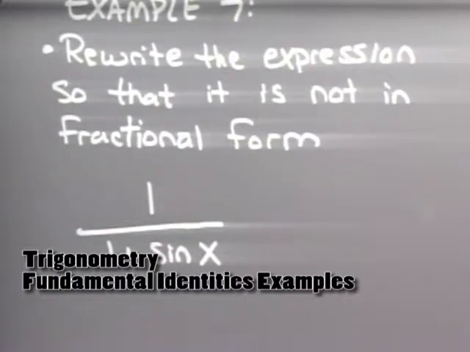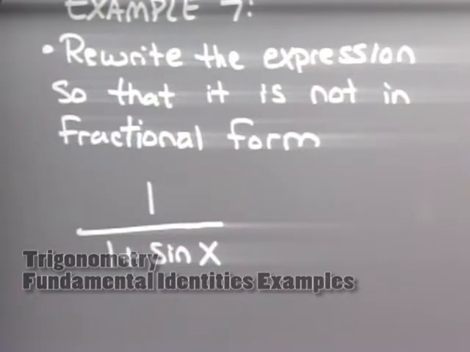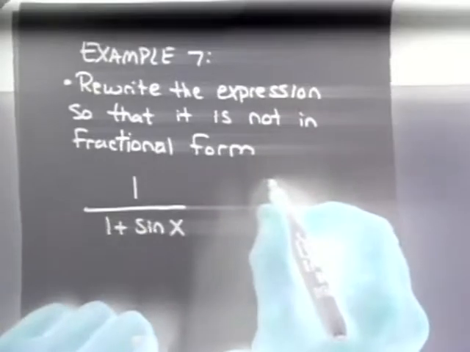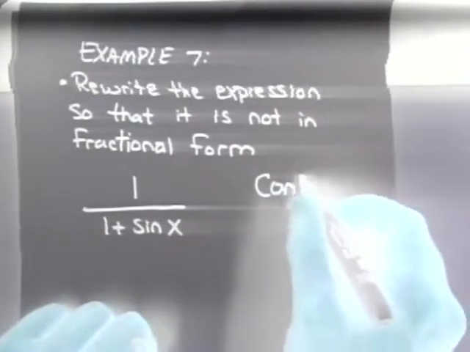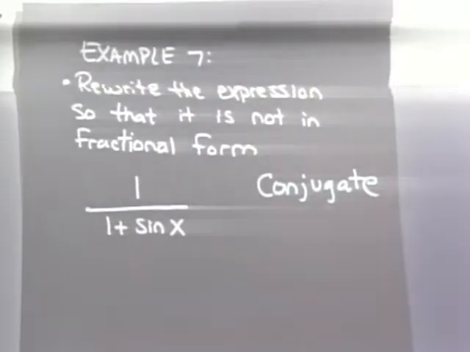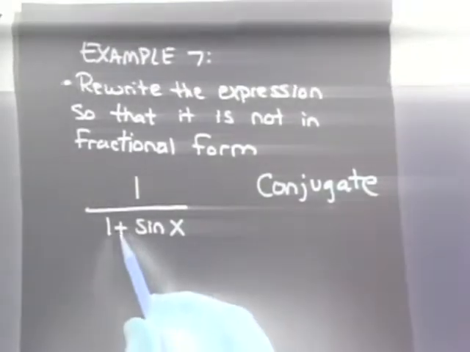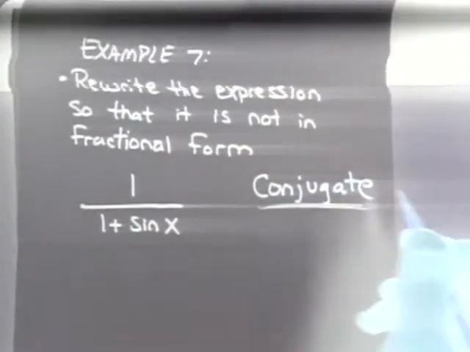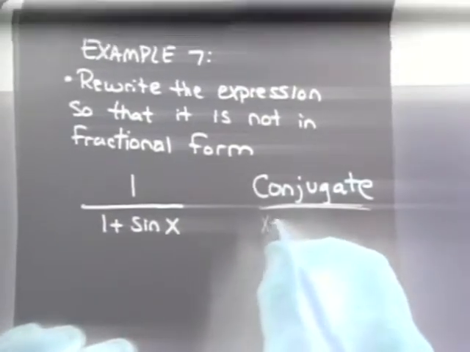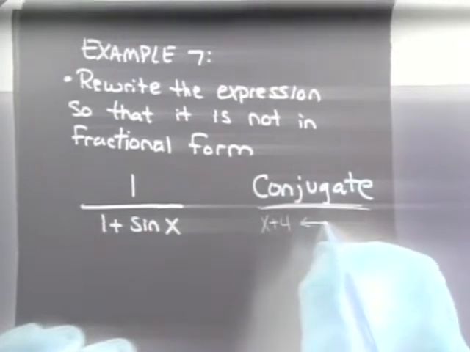One way that we might be able to get rid of it is the thing called the conjugate. Now, conjugate has to do with binomials. Anytime you have a binomial, you've got two pieces, and the conjugate is always just changing the sign in the middle. So say that you had a binomial like x plus 4. Well, the conjugate will be x minus 4.